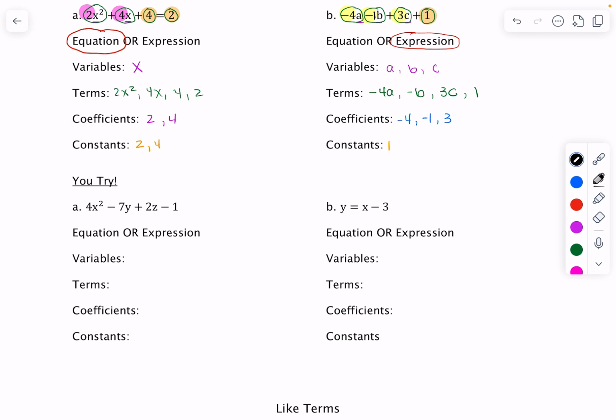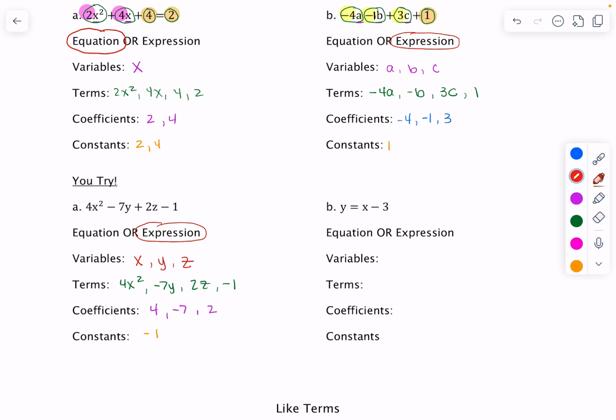For this example, we're going to have this be an expression. It's got no equal sign. My variables are x, y, and z. I always make my z's with a line through them so they don't look like a 2. Your terms should have been 4x squared, -7y, 2z, and -1. Your coefficients should have been that 4 in front of the x squared, the -7 in front of the y, and the 2 in front of the z. And your constant should just be that -1 at the end.